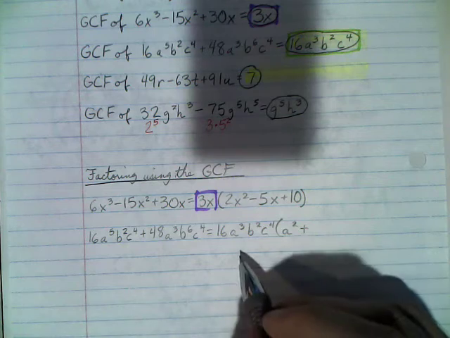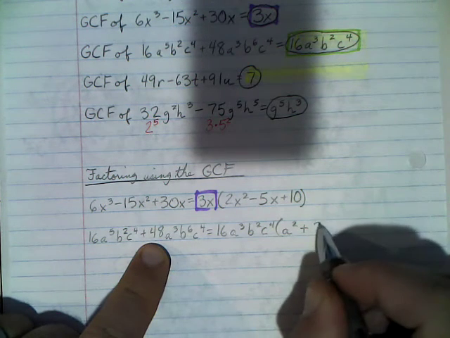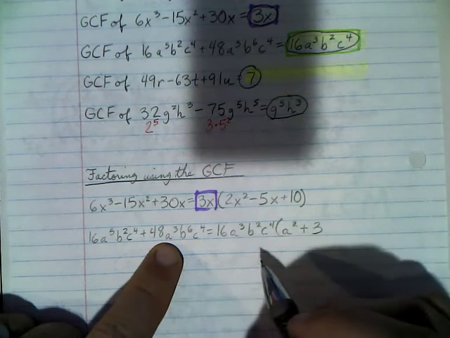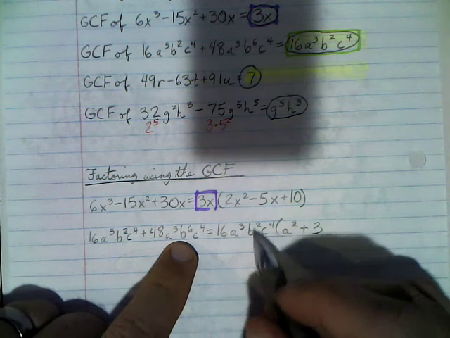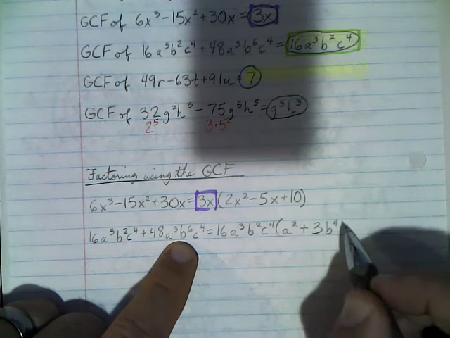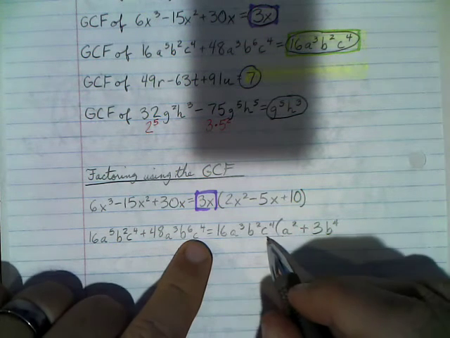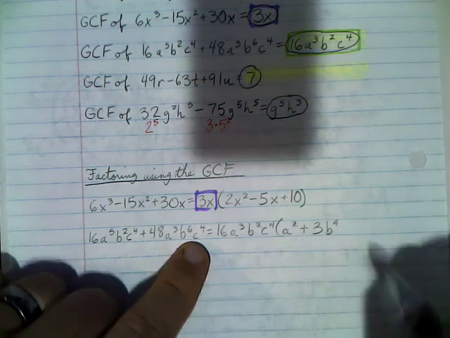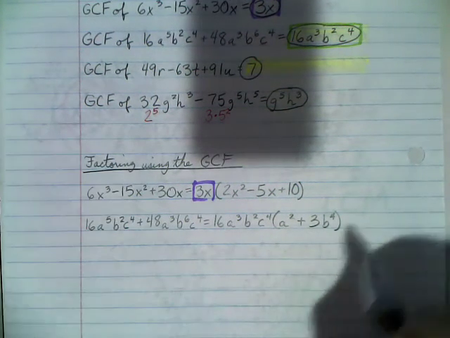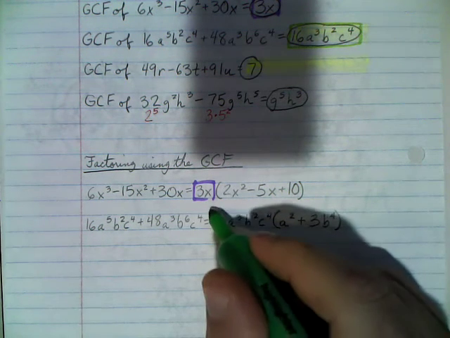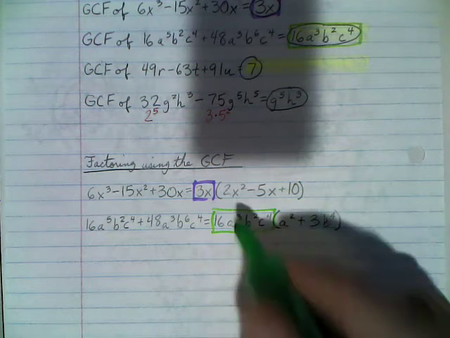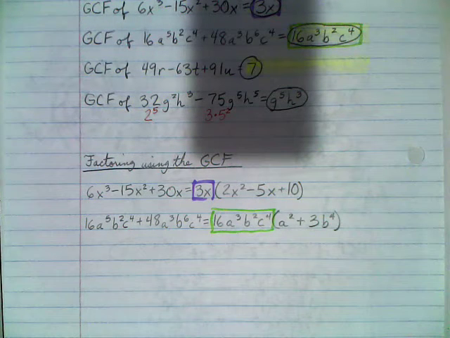So plus 48 divided by 16 would give me a 3. A cubed divided by a cubed cancels, that's gone. B to the sixth power divided by b squared gives me a b to the fourth power. And finally, c to the fourth power divided by c to the fourth power will cancel, that's gone. So factored, this is the GCF 16a cubed b squared c to the fourth power times the quantity a squared plus 3b to the fourth power.